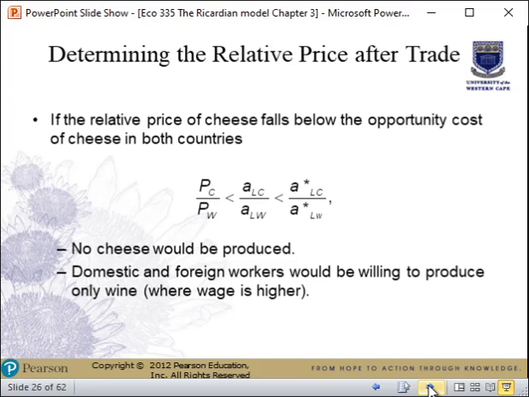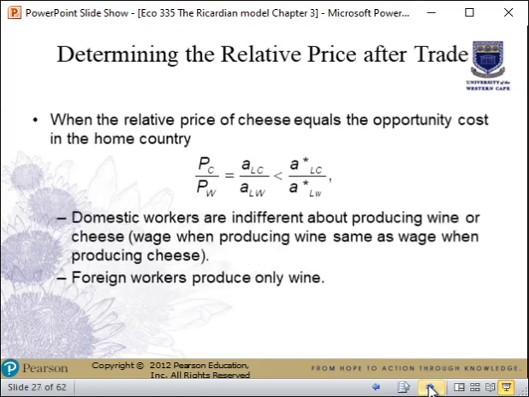The first scenario: if the relative price of cheese falls below the opportunity cost of cheese in both countries, then there will be no cheese production in both countries, as both countries' workers will be better off producing wine, given that wine offers a higher wage.